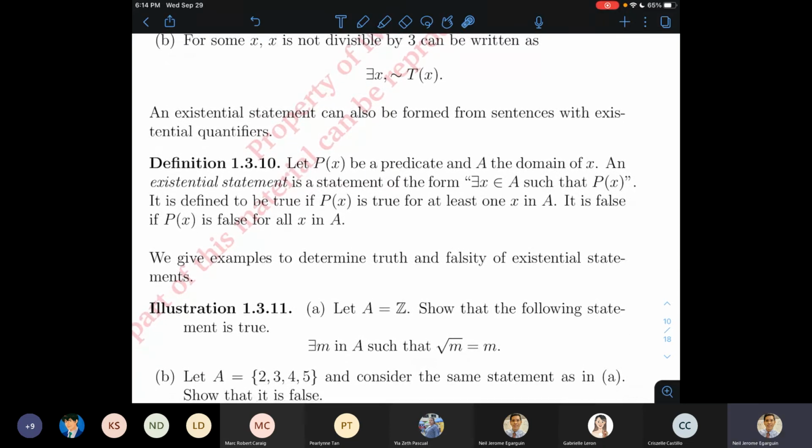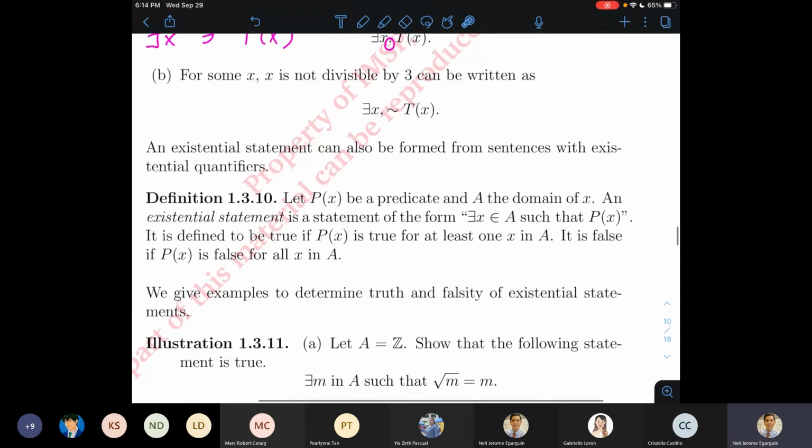Okay. Now, case A. We let A to be the set of integers. Aga naman ni Prince magtaas ng kamay. So, okay, Prince, I'll let you answer this. Show that the following statement is true. There exists an m in A such that root of m is equal to m. So here you're saying that it is what? You're saying this is true dahil kay 1. Tama ba, Prince?